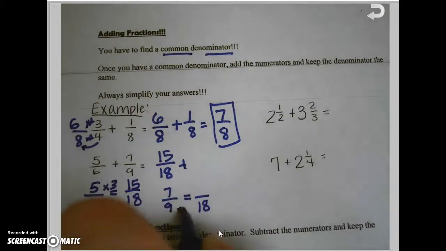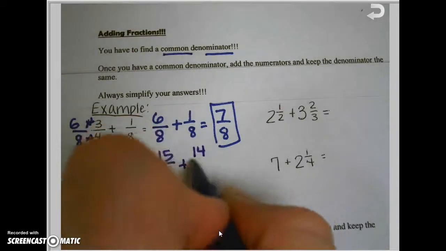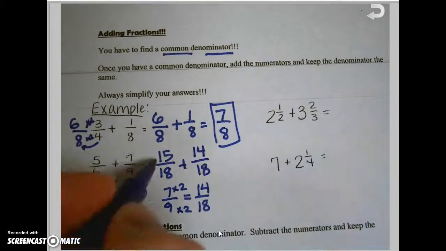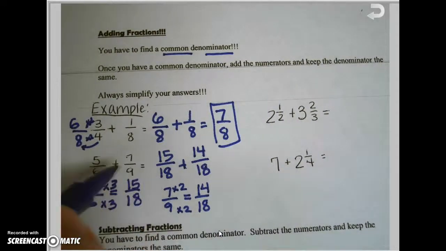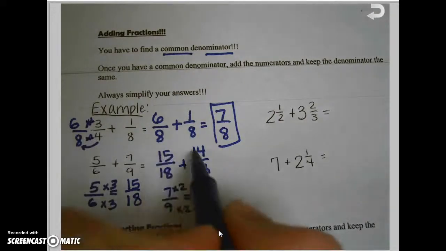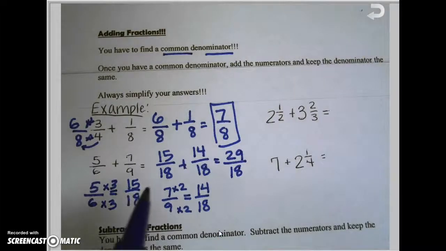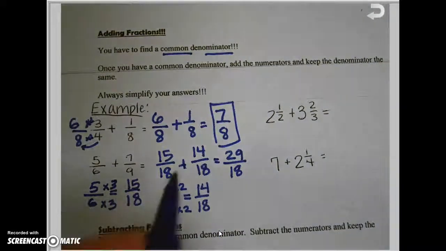Okay, 9 times 2 gives me 18. 7 times 2 gives me 14. So 5/6 is equivalent to 15/18, and 7/9 is equivalent to 14/18. So I'm going to add 15 plus 14 and get 29/18. Now that's an improper fraction, so what I need to do is simplify it.